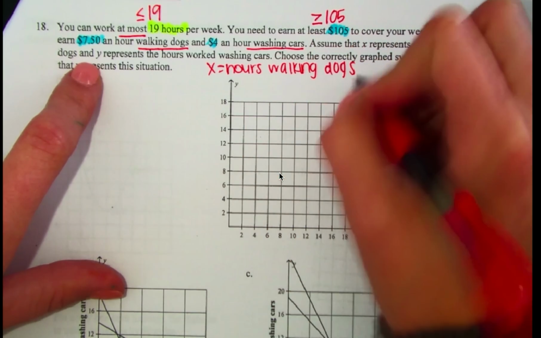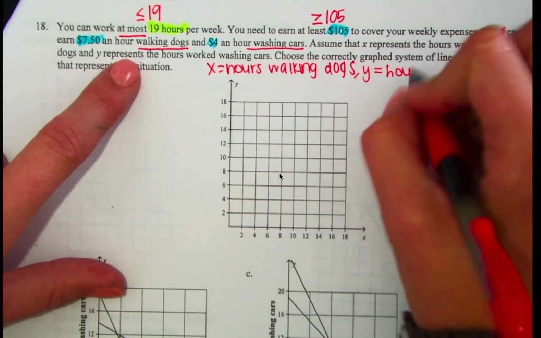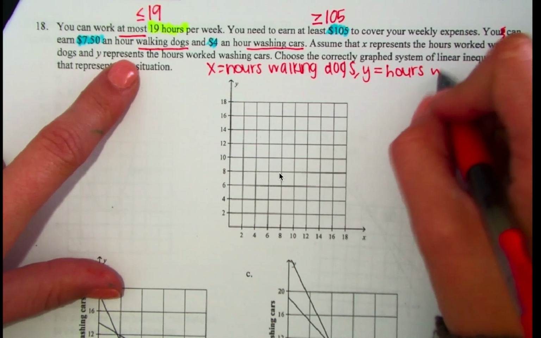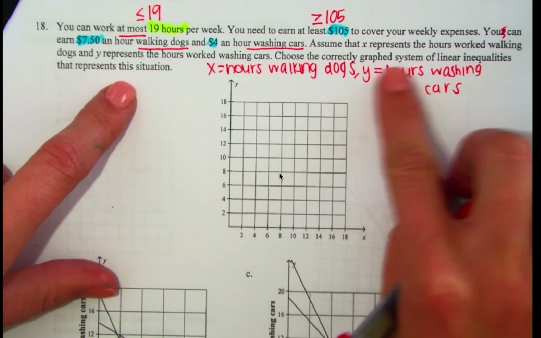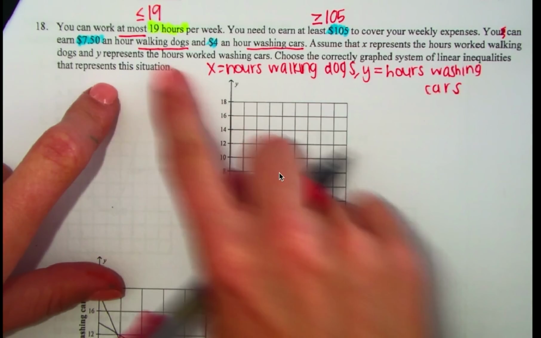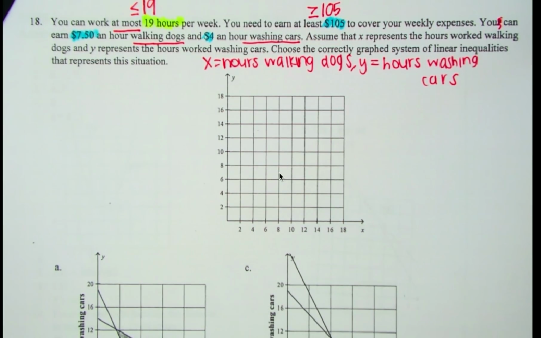And y is going to represent the number of hours for washing cars. So we're going to choose the correct system of linear inequalities to represent the situation. So the first thing we're going to need to do is come up with a system of inequalities.